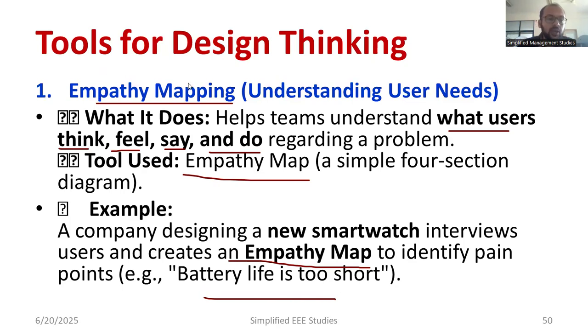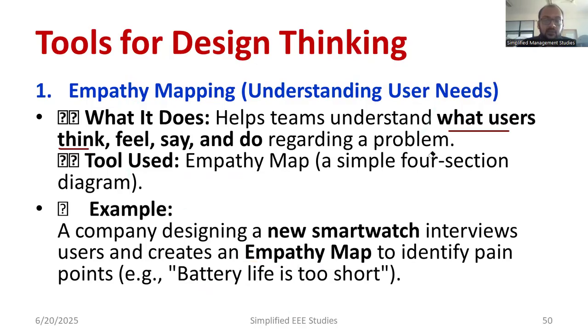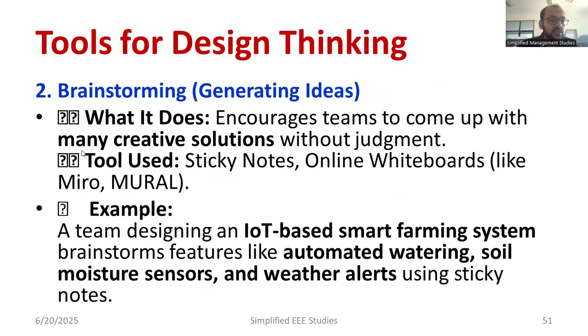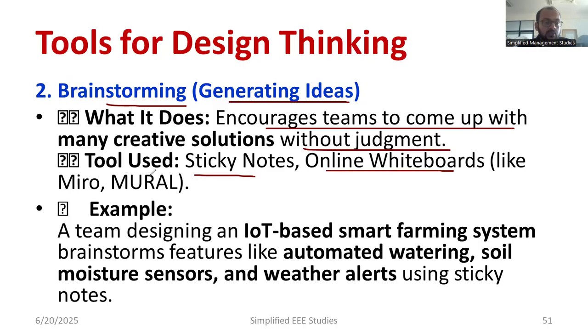Okay, so now I would like to talk about another tool which will be helpful for design thinking. After completion of the details of empathy mapping, I would like to tell you the second tool, which is called brainstorming. Brainstorming is another tool for generating ideas. It encourages the teams to come up with novel and creative solutions without any judgment. For example, the tools are sticky notes, then online whiteboards. For example, you'll be using the whiteboard in MS Teams.